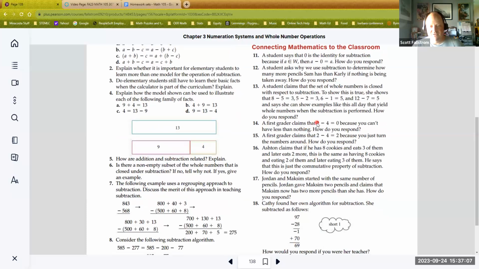A first grader claims 2 minus 4 is 0 because you can't have less than nothing. Okay, I'm going to let you respond to this, student. And notice here's another first grader claiming that 2 minus 4 is equal to 2 because all you have to do is turn the numbers around. All right, how do you respond? These are both fairly common as students are learning the ideas of mathematics.